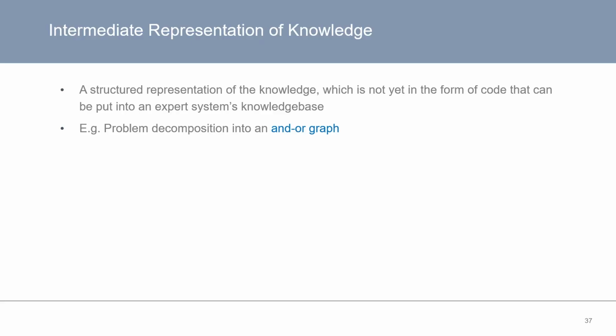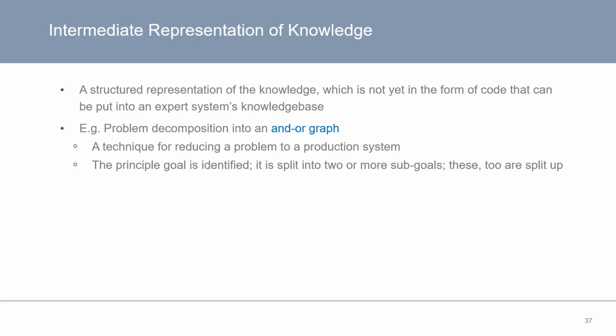As alluded to on the last slide, we could form an intermediate representation using problem decomposition into an AND/OR graph. This is a technique for reducing a problem into a production system, and as you'll see, it has a number of similarities to a decision tree. Here, the principal goal is identified, and it's split into two or more sub-goals, which are subsequently split further. A graph is drawn of the goal and sub-goals.